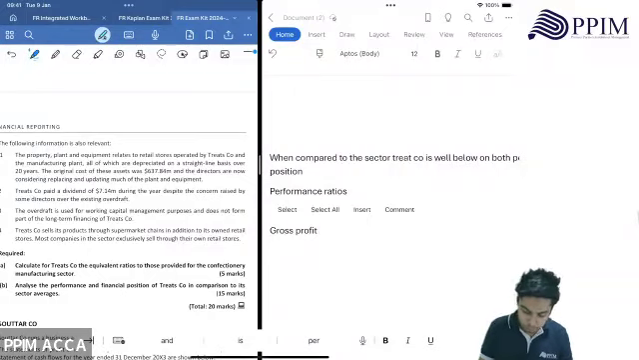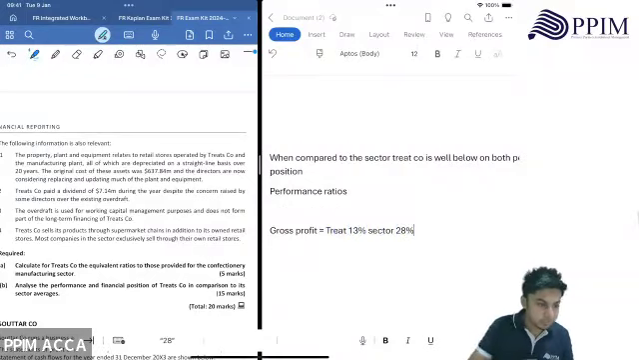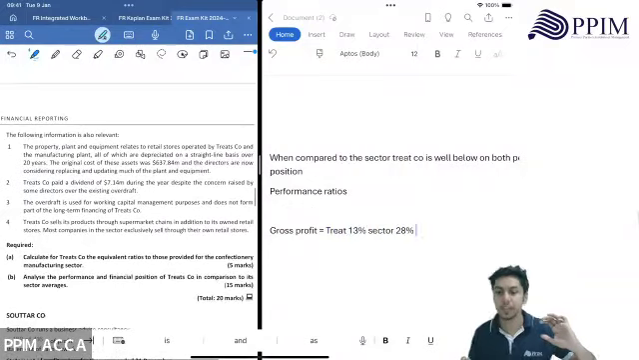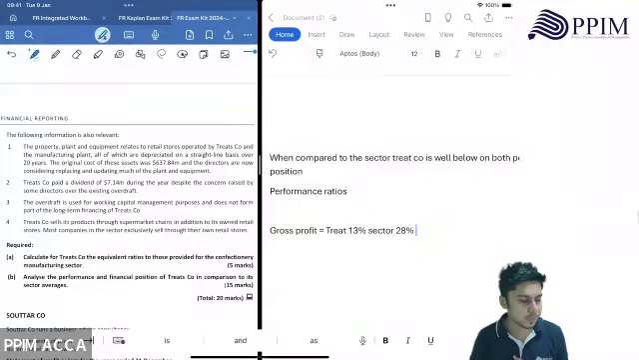Now guys, when it comes to gross profit, Treat Corporation is 13%. Don't mark this, I'm just writing for my reference. The sector is 28%. Can you tell me one main point? Look at these points they have given. What is the main reason we have a lower margin compared to these people?